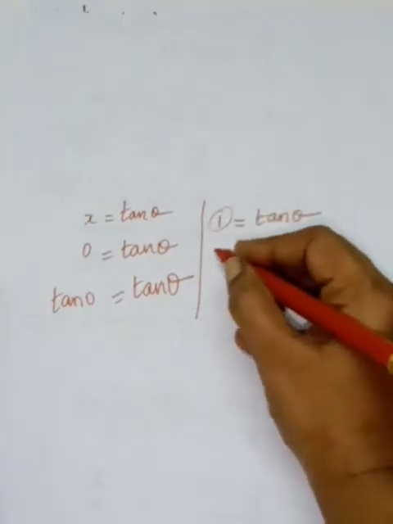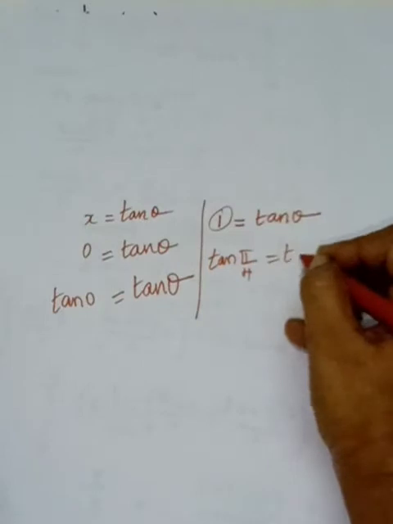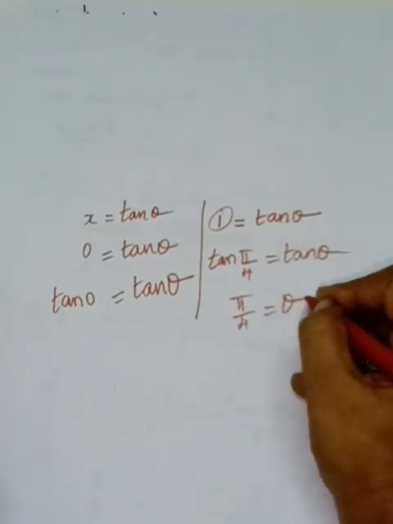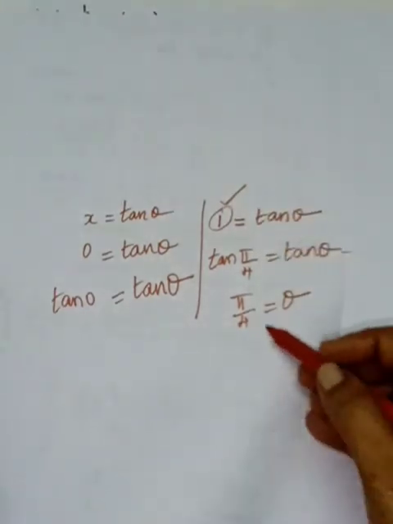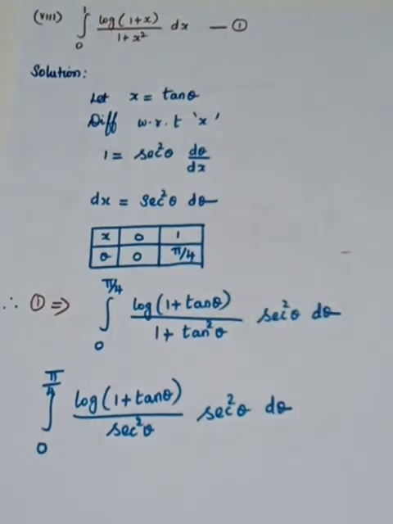So this 1 can be written as tan 45 degree, that is pi by 4, is equal to tan theta. So therefore, your theta is equal to pi by 4. When x is equal to 1, your theta is equal to pi by 4. So here I have substituted.